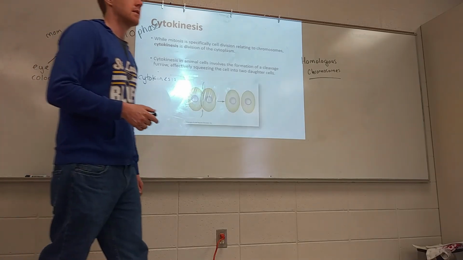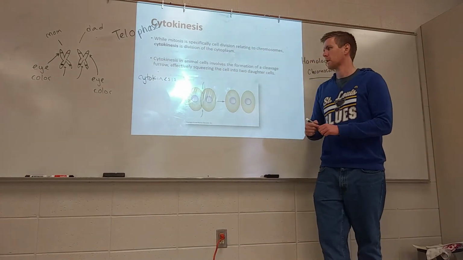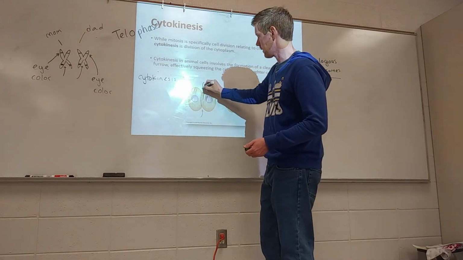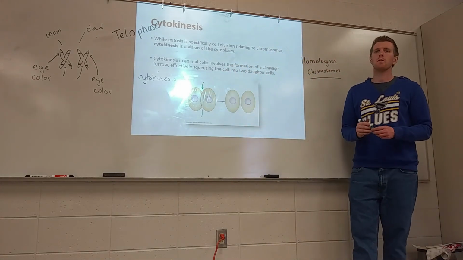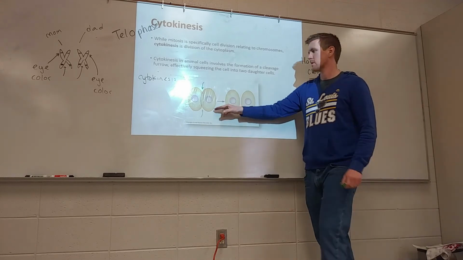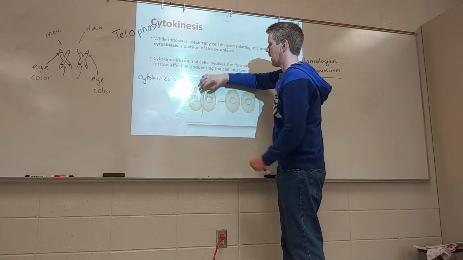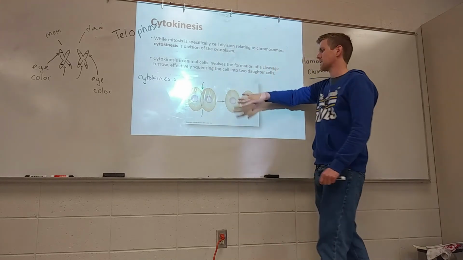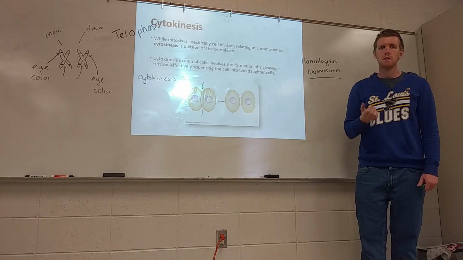In animal cells, cytokinesis occurs through the formation of a cleavage furrow, which is this thing here, which effectively squeezes the cell into two daughter cells. I want you to imagine as if there was a piece of string around this and you just pulled it and squeezed the cytoplasm and separated the two daughter cells. That is cytokinesis in essence.